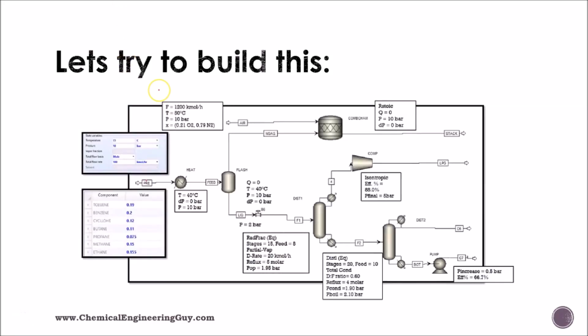Now that we have read the problem statement, we should try to build something similar to this in our flowsheet. Let me explain very fast how it goes. We've got this stream, which is the fresh feed. Then we heat it up, then the feed goes to this flash. The flash separates vapors and liquids. The vapor goes to this combustion chamber, which is then added with this air flow mix.